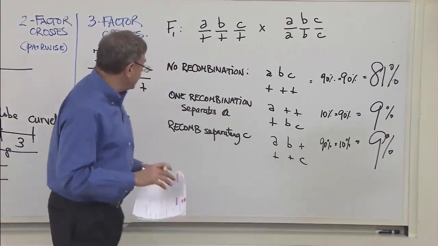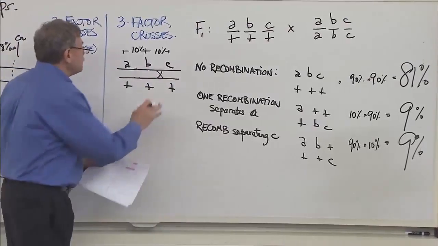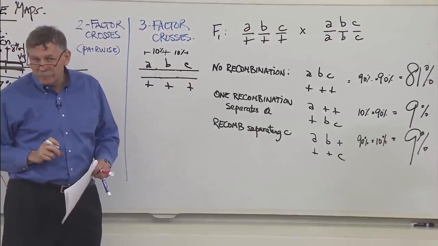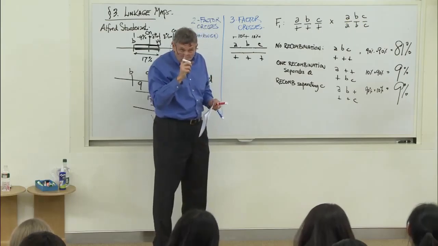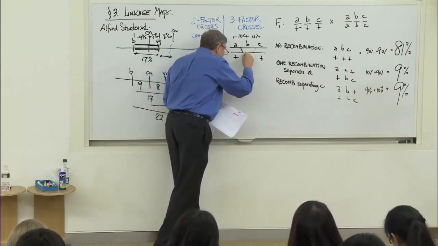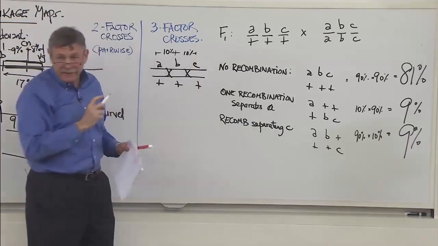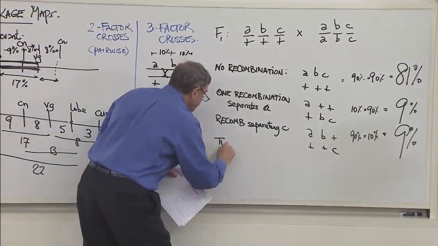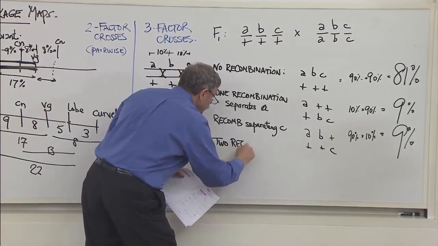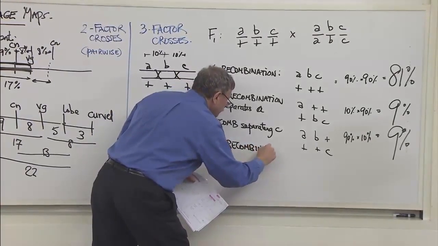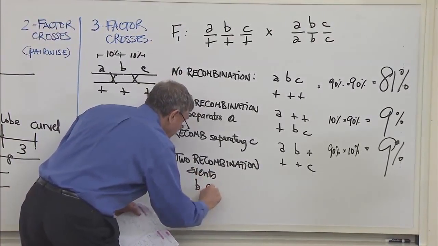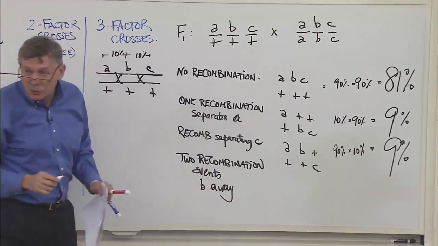But can I ever get a gamete where B has been separated away from little a and little c? It takes two recombinations, not one recombination. One won't do it. You need two recombinations. You need this event and that event. Two recombination events, and then you can separate B away, but because B is in the middle, it takes two.